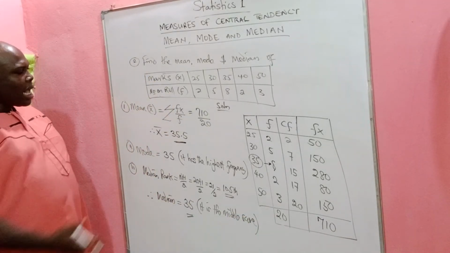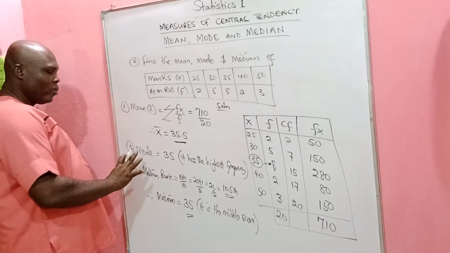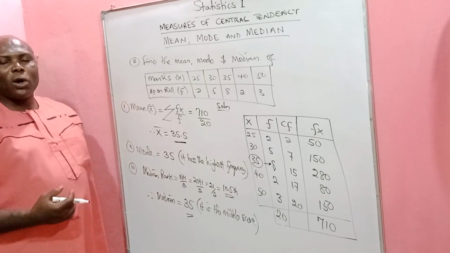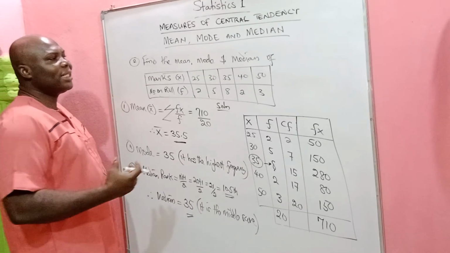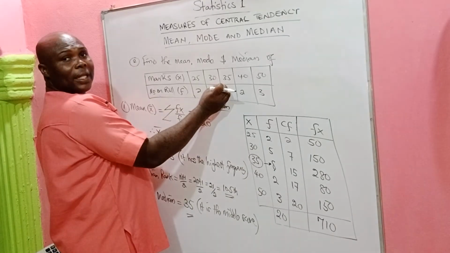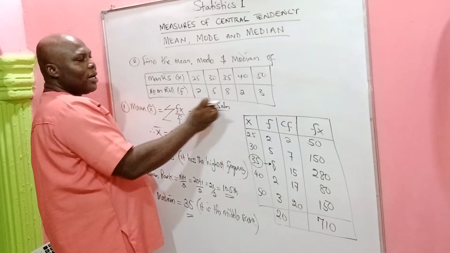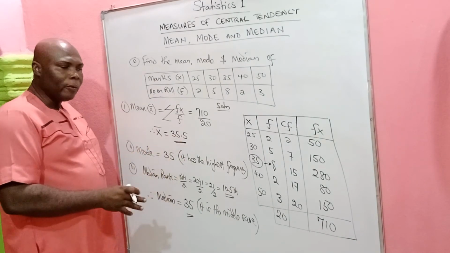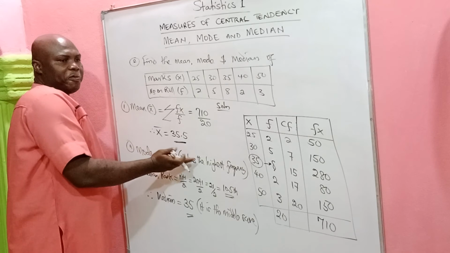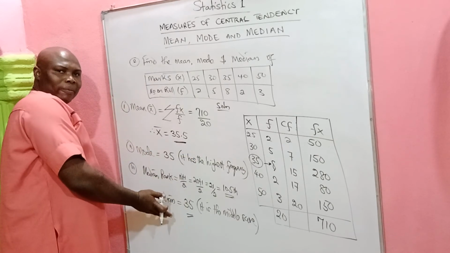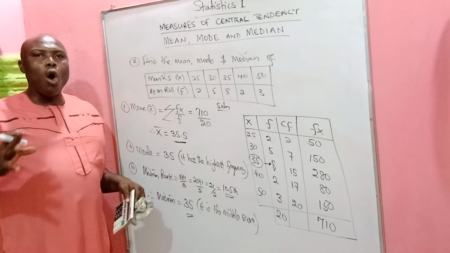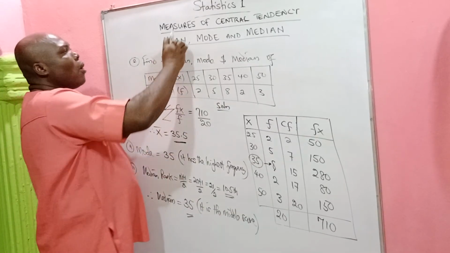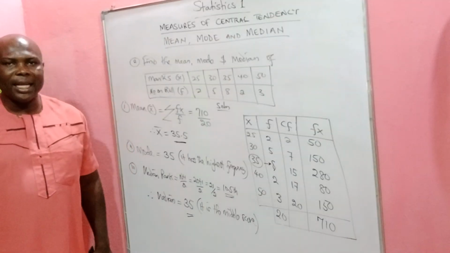Now notice, our mean gave us 35.5. Our mode, 35, median 35. You see why we call them measures of central tendency. They tend to pull their values towards the center. But that doesn't mean that in all cases we'll always have 35, 35. No, it can be 34, the other may be 40, and the other may be 38. But the values you have will all tend to be towards the center of the distribution, and that's why they are called measures of central tendency.